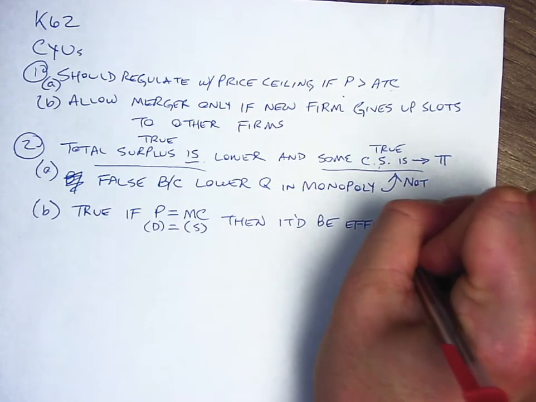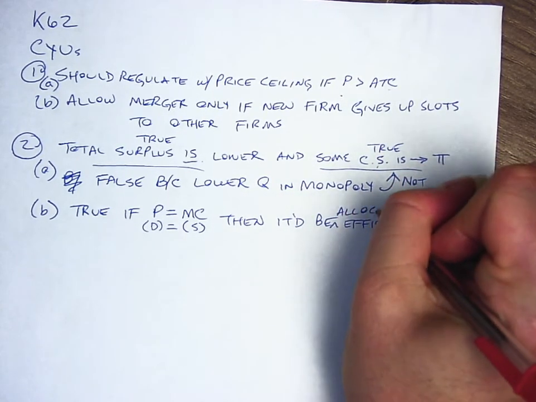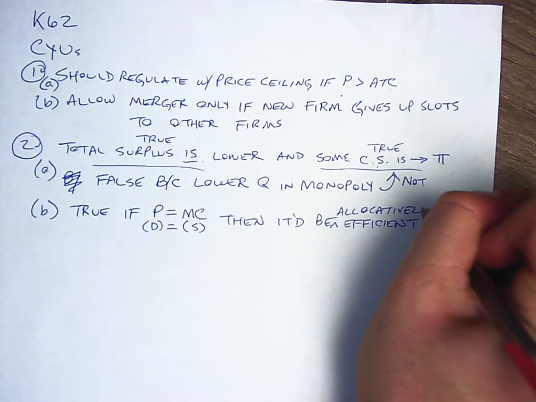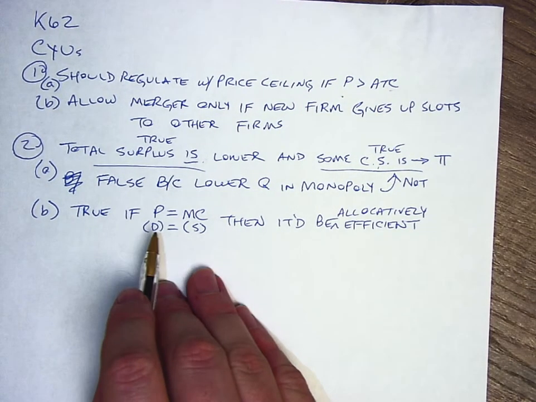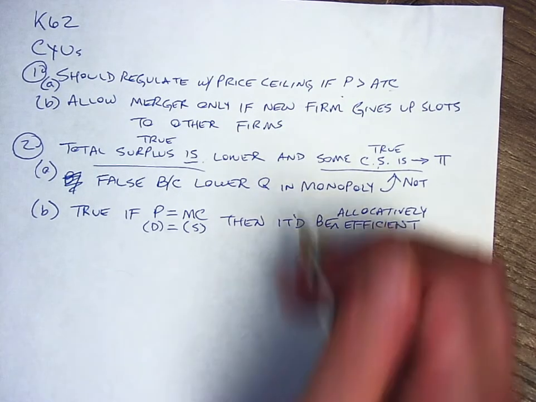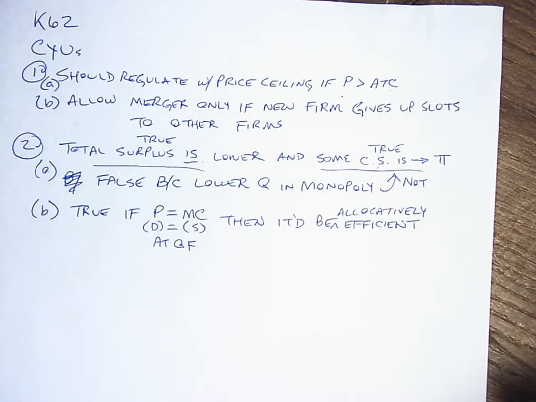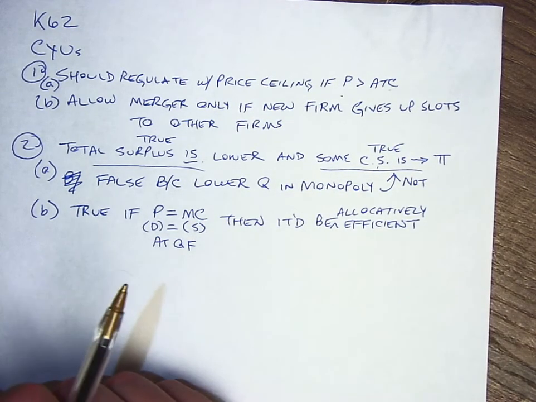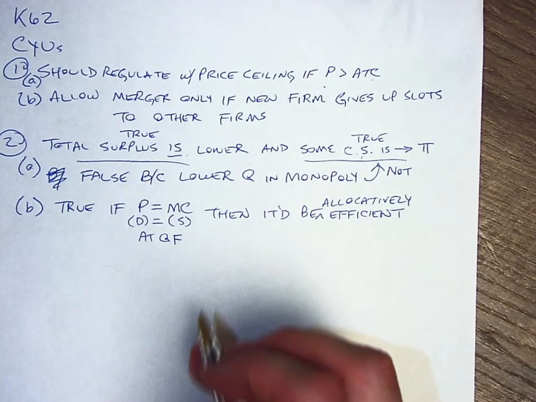So this type of efficient is allocatively efficient. And that's the other type of efficiency that we're looking at in this class, allocative efficiency. So if demand and supply equal each other, and that's the quantity that the firm is generating, then it'd be allocatively efficient. But it's typically not. It's not typically that. And we can see that in the graph.